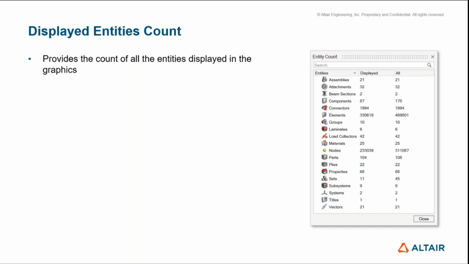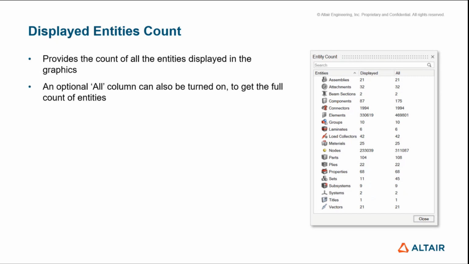All the entities are listed in this dialog, along with the displayed count. The displayed column gives you the count of those entities. There is an optional all column that is also available for comparison. This dialog can be invoked from the empty space context menu in the model browser.